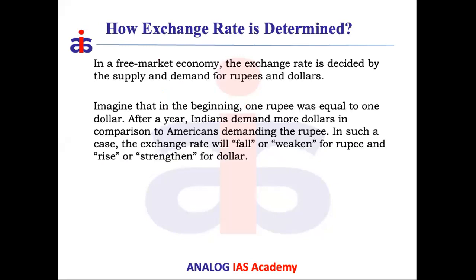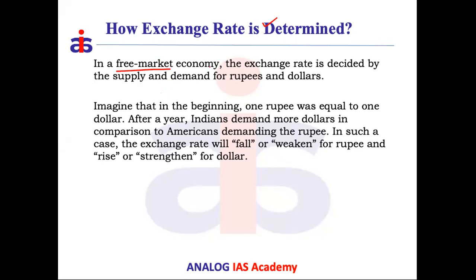Next, how the exchange rate is determined. That is the first question. So before we see the fall, how is the exchange rate determined? Suppose we are in a free market economy. Free market economy means the government is not controlling the economy. It is left completely to the people.